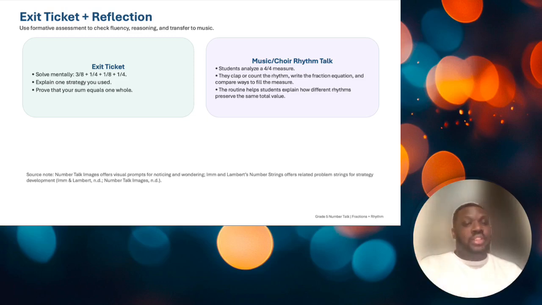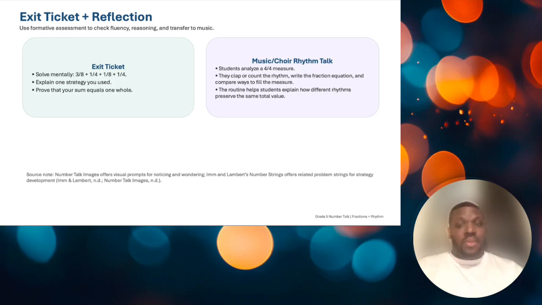They have to explain one of the strategies that they used and got to whatever solution, and then they need to prove that, they have to show their work, right? So they have to prove that their sum equals one whole, right? So if students are reading quickly, they'll already see the answer, and they have to prove that by using whatever strategy they want to use to get to one whole.